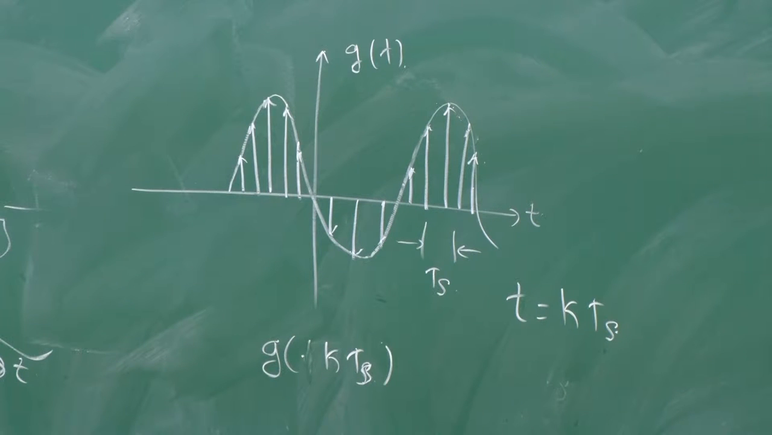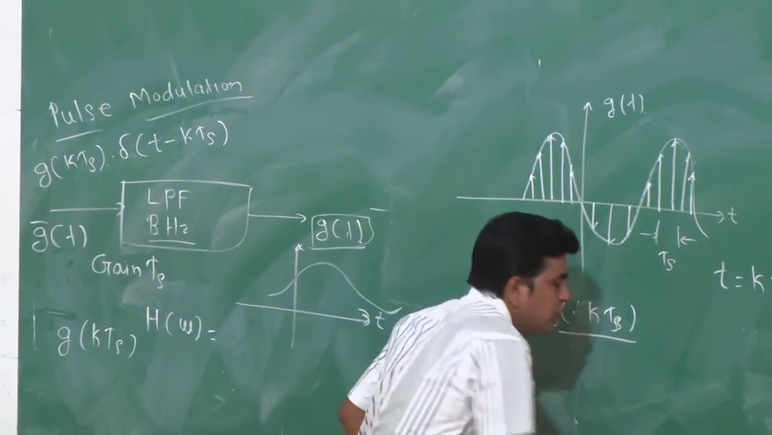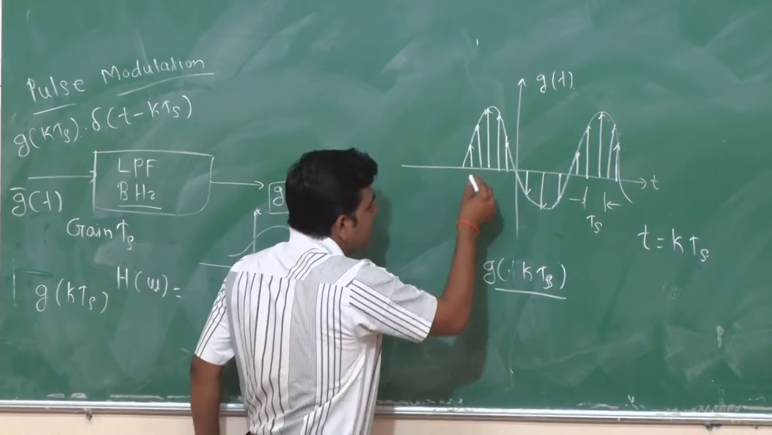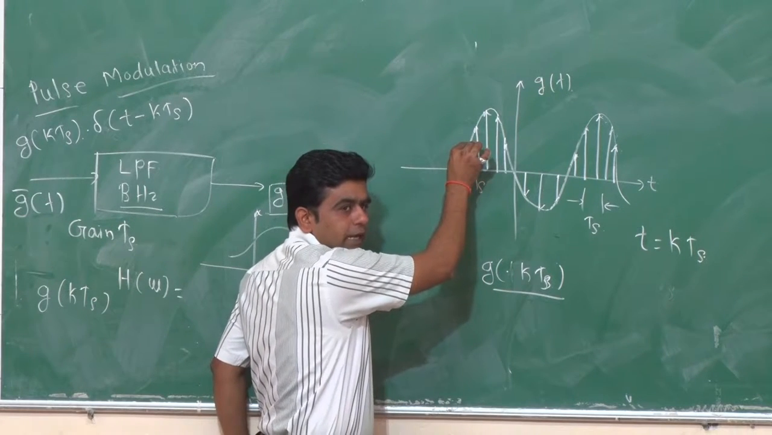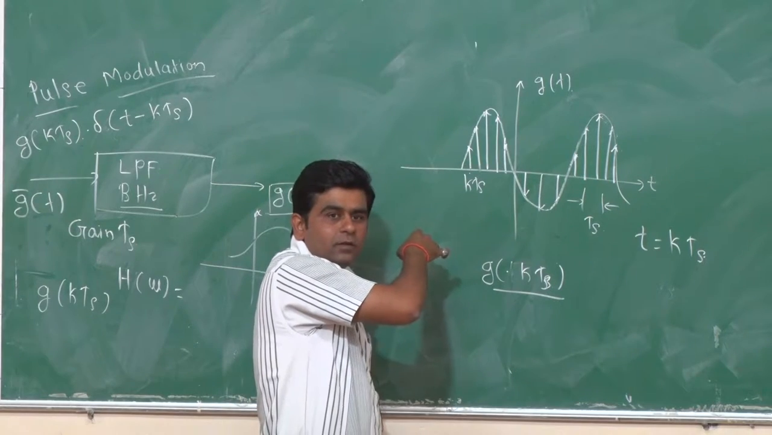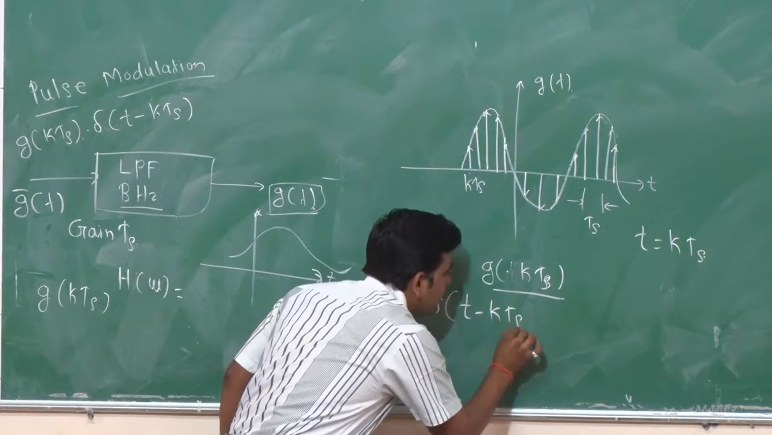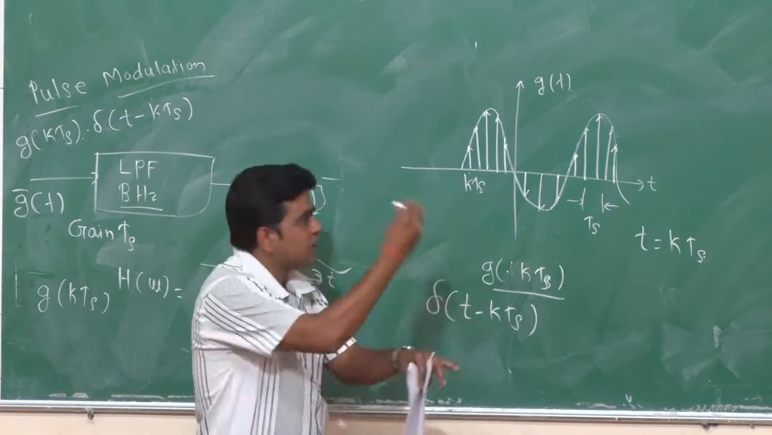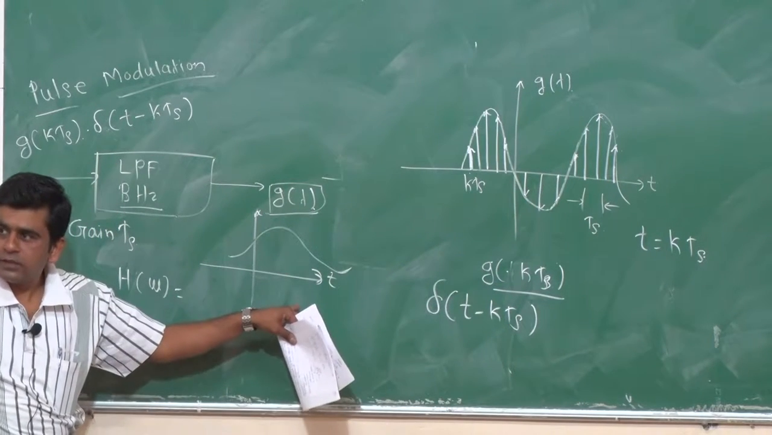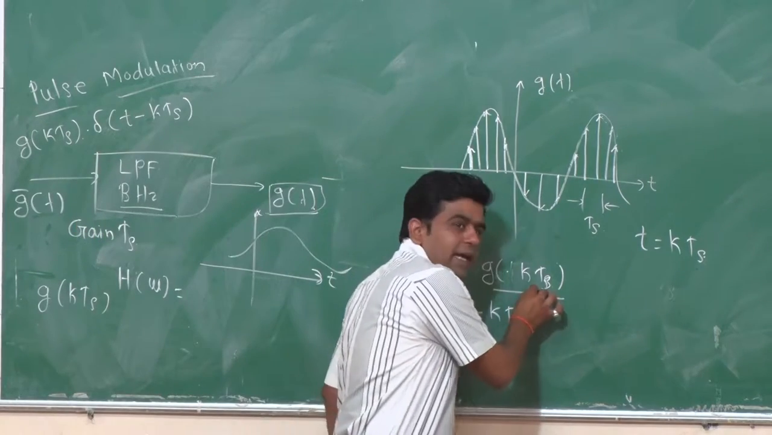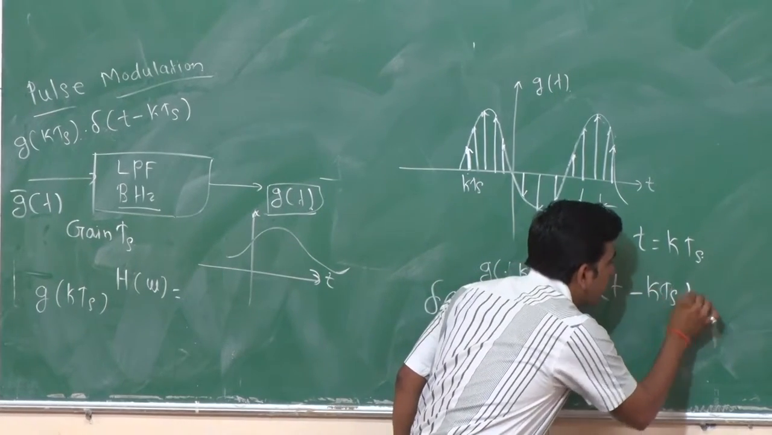So when this function is multiplied with this delta train, we will get the impulses. So g of k Ts, that means this is the value at this point k Ts, this is a sample value, any random value, and it is multiplied with your impulse. This impulse is nothing but delta of t minus k Ts. This impulse is shifted to this point. Now this function g of t can be represented as g of k Ts multiplied with your impulse, delta of t minus k Ts.